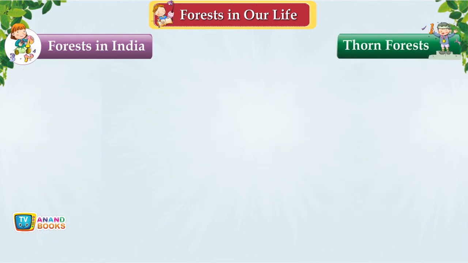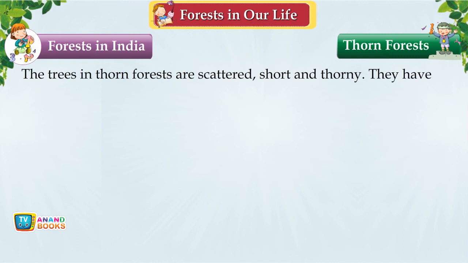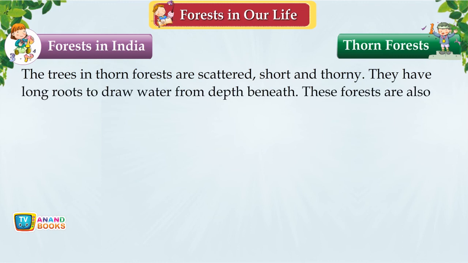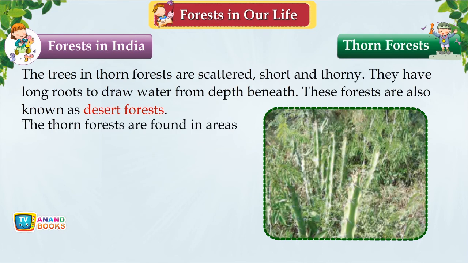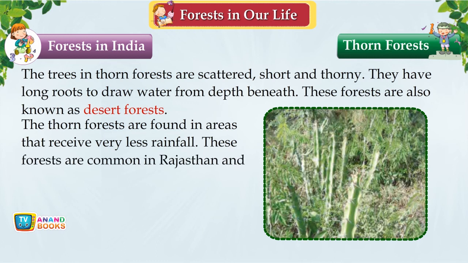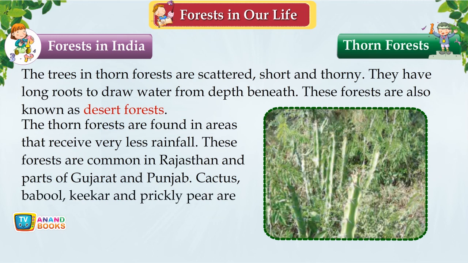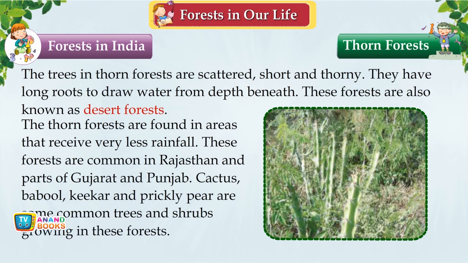Trees commonly growing in these forests are sandalwood, sal and shisham. Thorn forests. The trees in thorn forests are scattered, short and thorny. They have long roots to draw water from deep beneath. These forests are also known as desert forests. The thorn forests are found in areas that receive very little rainfall. These forests are common in Rajasthan and parts of Gujarat and Punjab. Cactus, babool, kikar and prickly pear are some common trees and shrubs growing in these forests.